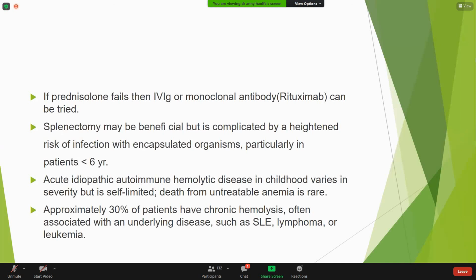And approximately 30% of the patients have chronic hemolysis, often associated with an underlying disease such as SLE, lymphoma, or leukemia. Because these are also autoimmune disorders, they can also present with autoimmune hemolytic anemia.